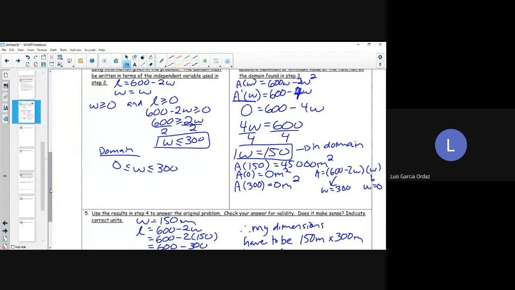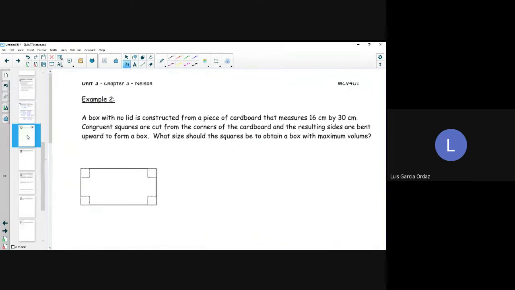All right, so I'm going to move on to the next one. Again, more optimization questions. A box with no lid is constructed from a piece of cardboard that measures 16 centimeters by 30 centimeters. Congruent squares are cut from the corners of the cardboard and the resulting sides are bent upwards to form a box. So you guys probably remember these types of questions. What size should the squares be in order to obtain a maximum value?